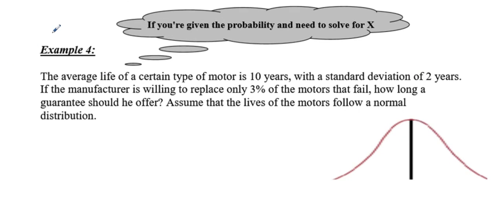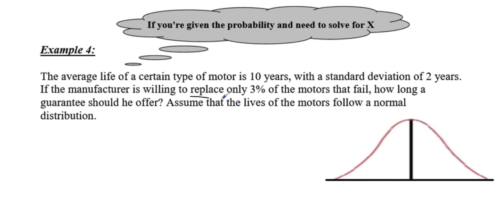With example 4, what we're going to be doing is working backwards. In this example, you're going to be given the probability and you need to figure out what the x value is. So, the average life of a certain type of motor is 10 years with a standard deviation of 2. The manufacturer is willing to replace only 3% of the motors that fail. How long a guarantee should he offer? Assume that the lives of the motors follow a normal distribution.